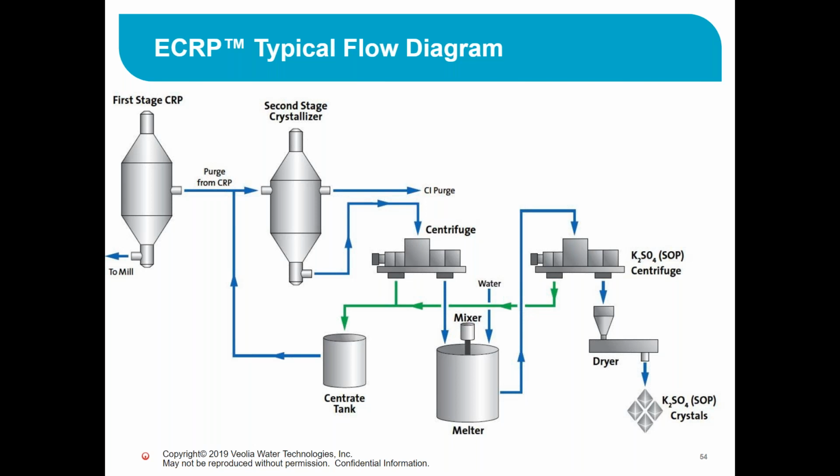And this is kind of what I just described, where we take the purge, go to a second stage, cool it, centrifuge it, add water, and recrystallize it into the SOP that we take off as a product.